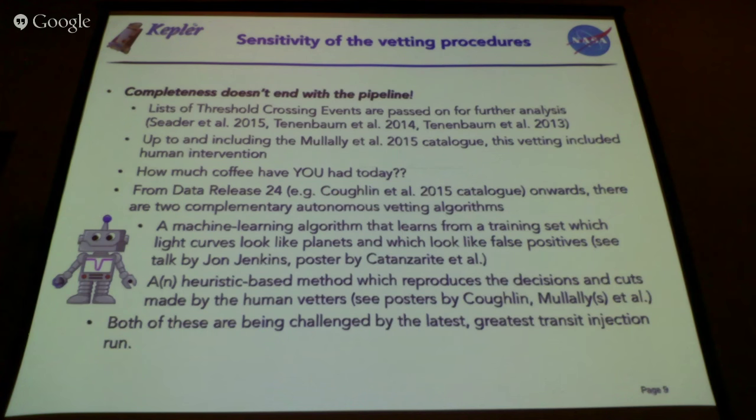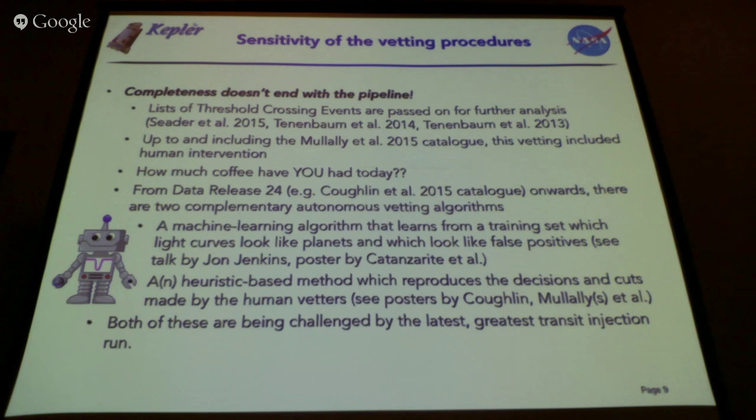So one of the exciting things about having this set is that completeness, and you left out a little bit of the story yesterday, completeness doesn't end with the pipeline. The Kepler pipeline produces a list of potential planet candidates. It's a large list, and it needs to be culled down because it turns out a lot of them are spurious. Up to and including the catalog that came out 6 months ago, this was done largely by humans. This was done by a group of people with varying levels of caffeine in their system who would sit down and look at these and decide whether or not to be generous.